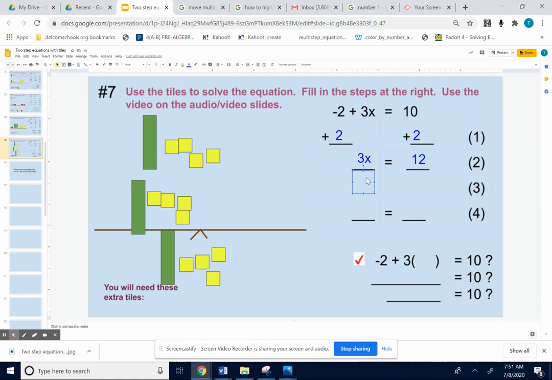You should be typing in that you're dividing the left by 3, you're dividing the right by 3, and then you're going to be left with each x equaling 4. So x equals 4. Go ahead now, put 4 into the original equation for x, and make sure that the left side equals the right side.